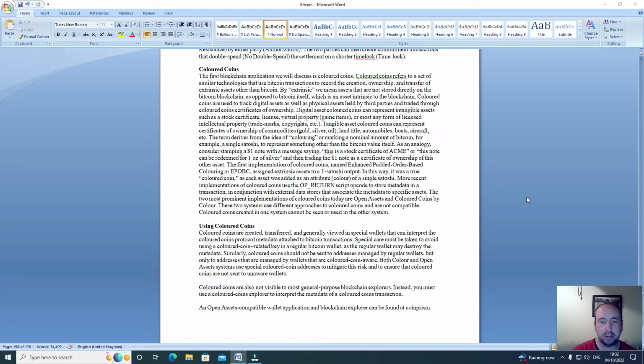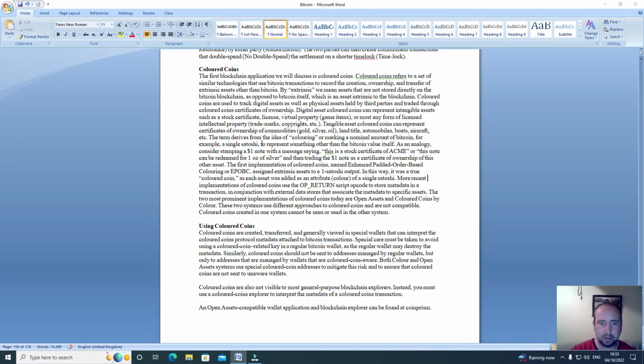Colored coins are used to track digital assets as well as physical assets held by third parties and traded through colored coins certificates of ownership. Digital asset colored coins can represent intangible assets such as a stock certificate, license, virtual property, game items, or almost any other form of licensed intellectual property, trademarks, copyrights, etc. Tangible asset colored coins can represent certificates of ownership of commodities, gold, silver, oil, land title, automobiles, boats, aircraft, etc.